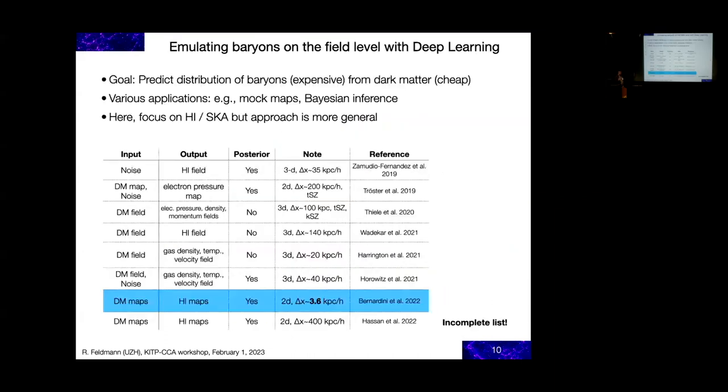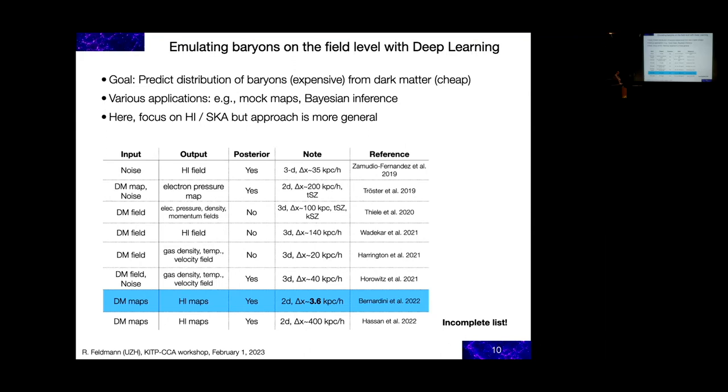All right. So now I want to switch gears, and I want to talk about atomic hydrogen and how we can model this with deep learning. So the goal is to predict the distribution of baryons from dark matter. And why would you want to do that? Well, because of course, running hydro simulations like FIREbox is very expensive. Running dark matter only simulations is comparably cheap. And this of course has lots of different applications. As I mentioned earlier, we can use it for mock maps. We can use it for Bayesian inference, for instance.